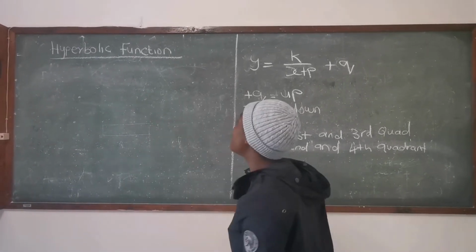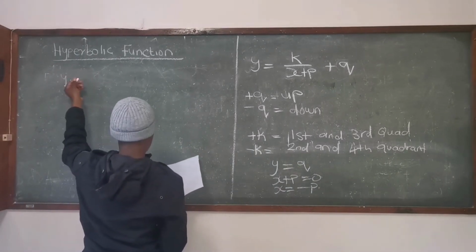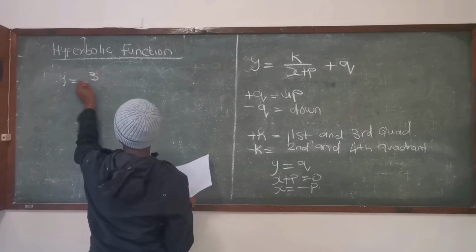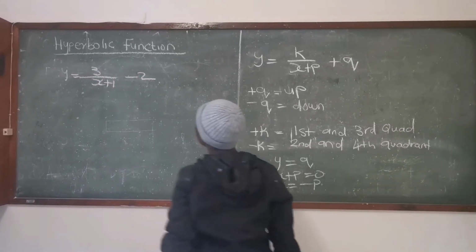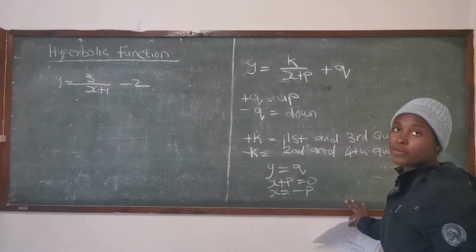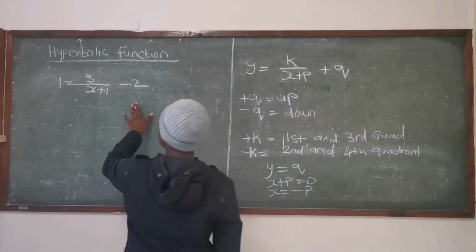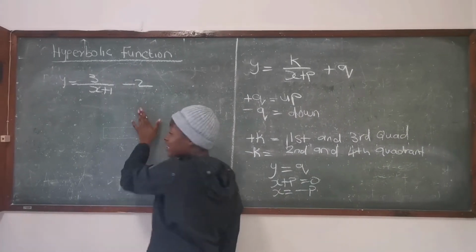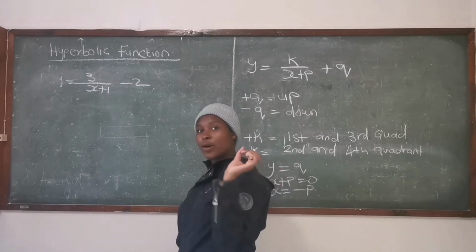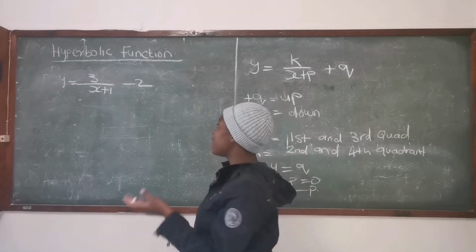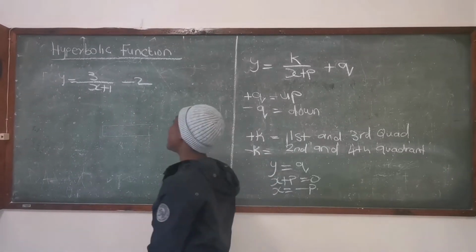Let's say we were given a formula written like this: y = 3 over x plus 1, minus 2. Using the formula that I gave you here on how to find asymptotes, I hope even here it won't become very hard for you to find them. So you can pause the video for maybe 2 minutes and find the asymptotes, then go back again, because I'm gonna do it for you guys.